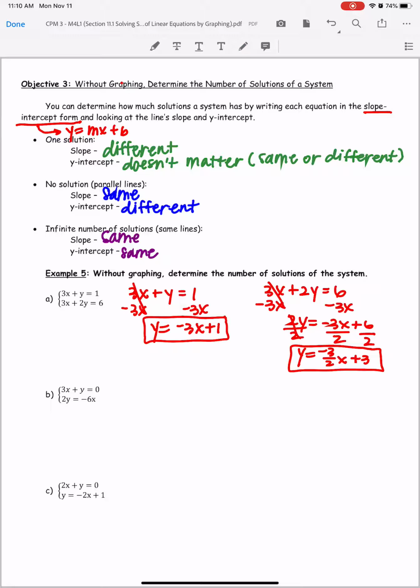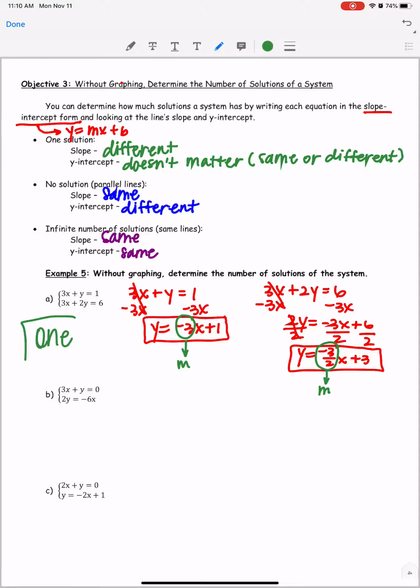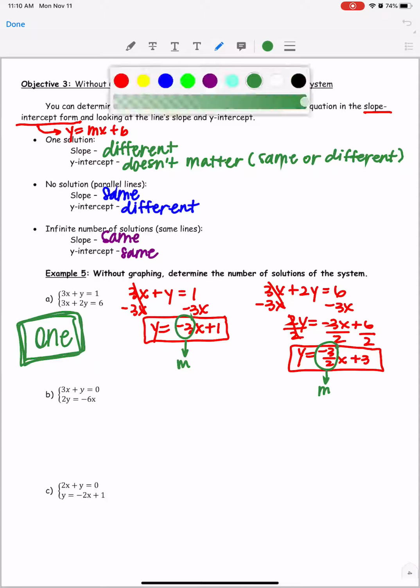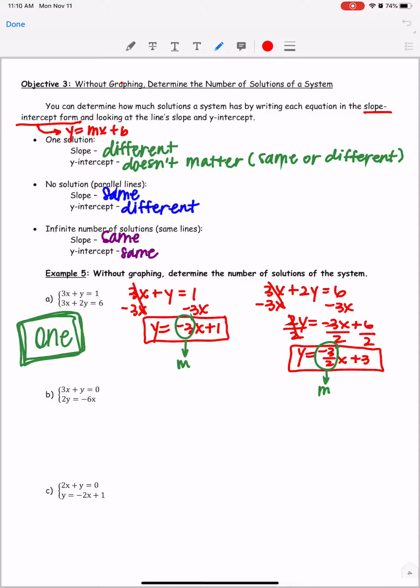Okay, so the first thing you want to do is look at those slopes. Because your slope is negative 3 here and negative 3 over 2 there, as long as that slope is different, then you have one solution. Okay, let's try again.